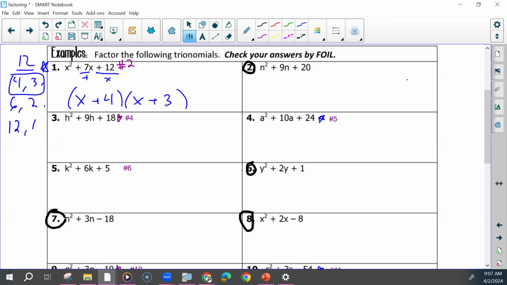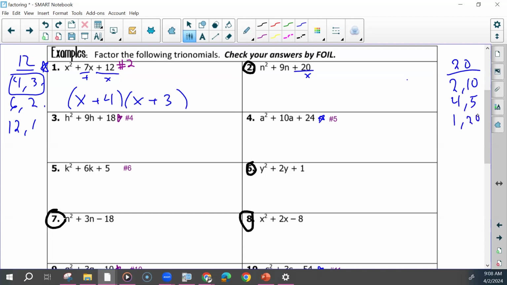Okay, let's do number 2. Oh, that's a plus. So we're looking for two numbers that multiply to be 12 but add to be 7. All right, number 2, two numbers that multiply to be 20. What are some factors of 20? 2 and 10. 4 and 5. 1 and 20.